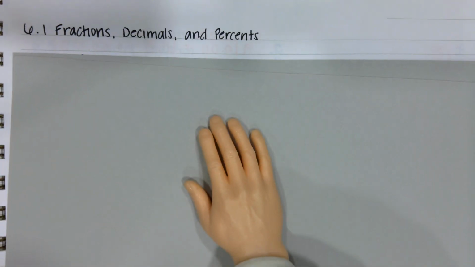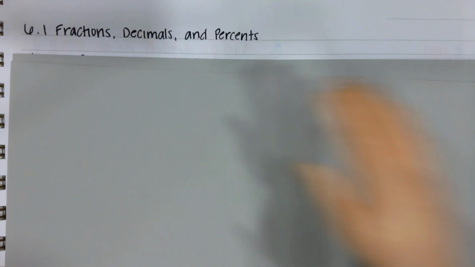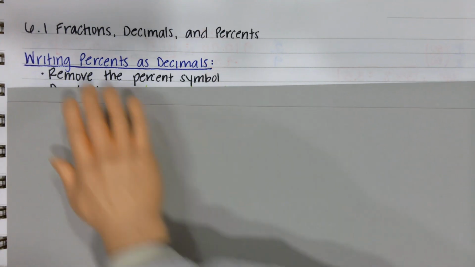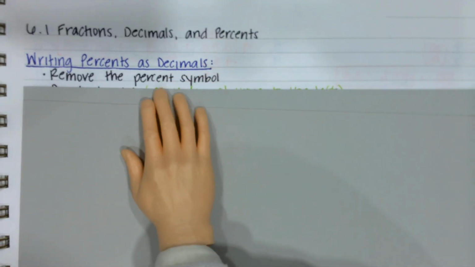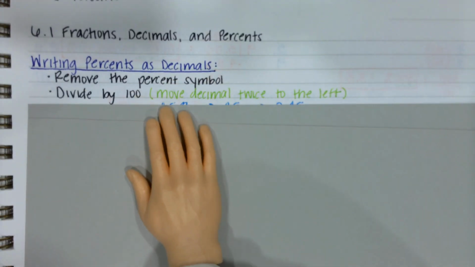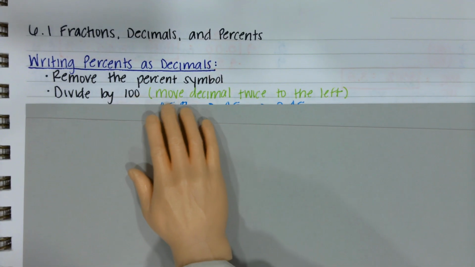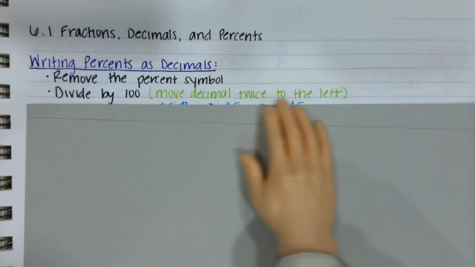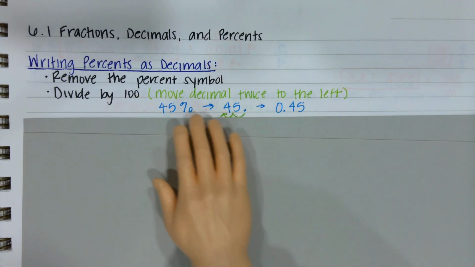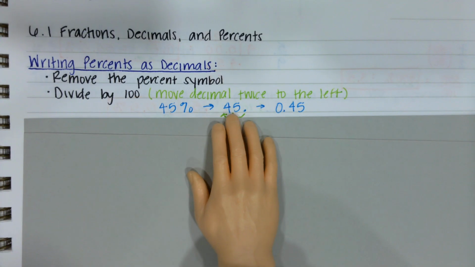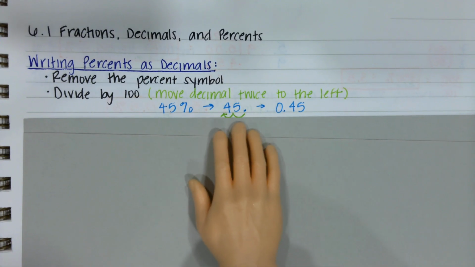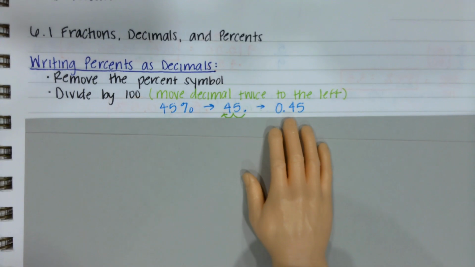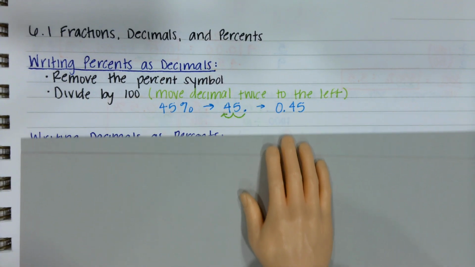This is 6.1, fractions, decimals, and percents. So to write a percent as a decimal, first we're going to remove the percent symbol and then divide by 100. Dividing by 100 means we're going to move the decimal twice to the left. So if we have 45%, first you remove the percent symbol, then move the decimal twice to the left to get 0.45 as our decimal.